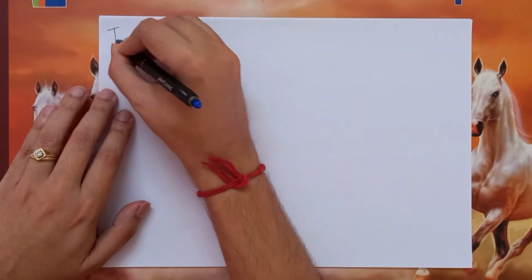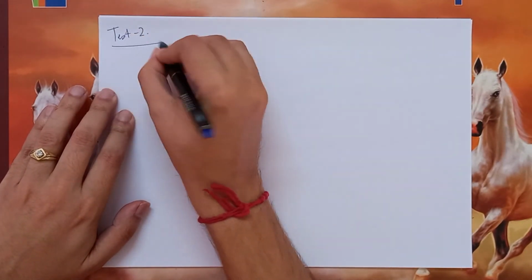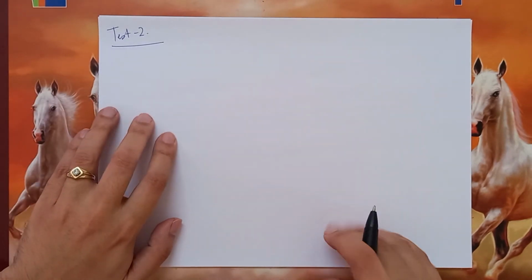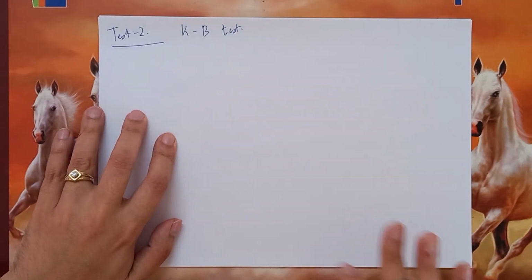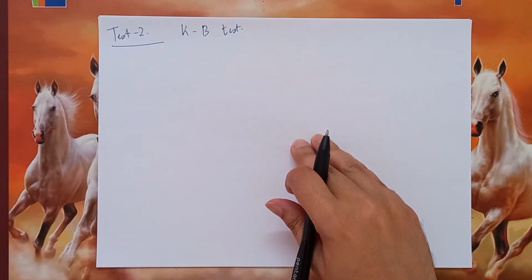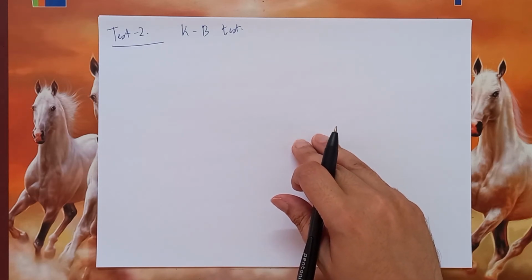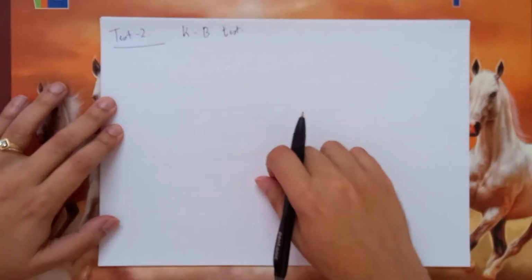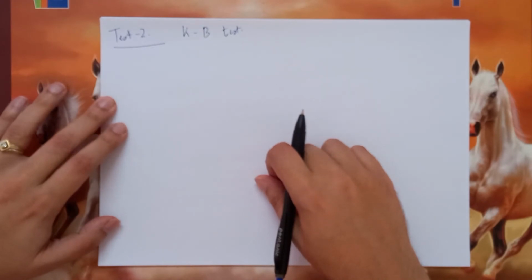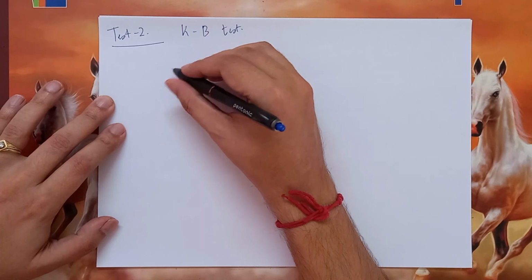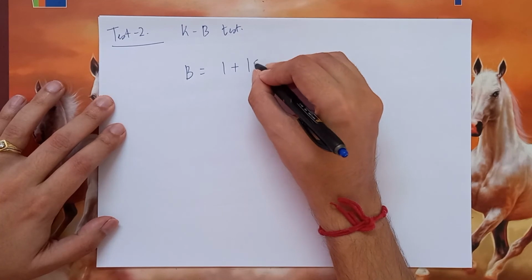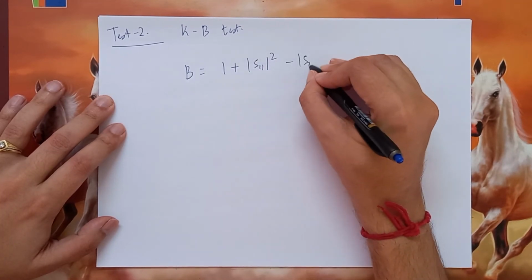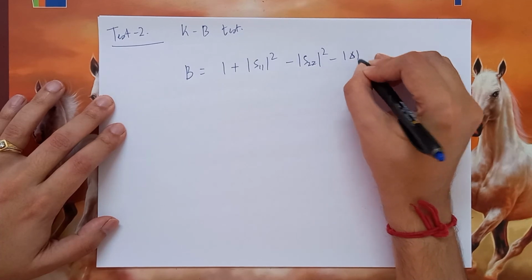The second test is test number 2, which is called the KB test, which is not very important, but it was derived as an extension of the K delta test. So the K is the same as before, which we have calculated. They defined one more quantity called B, which is also a real quantity. This is nothing but 1 plus mod of S11 square minus mod of S22 square minus mod of delta square.